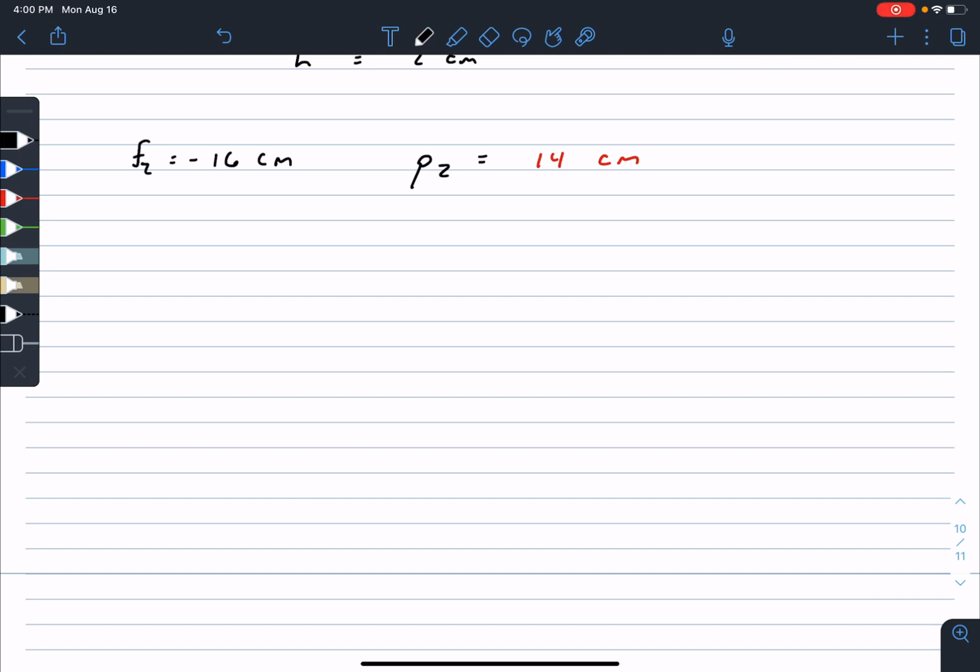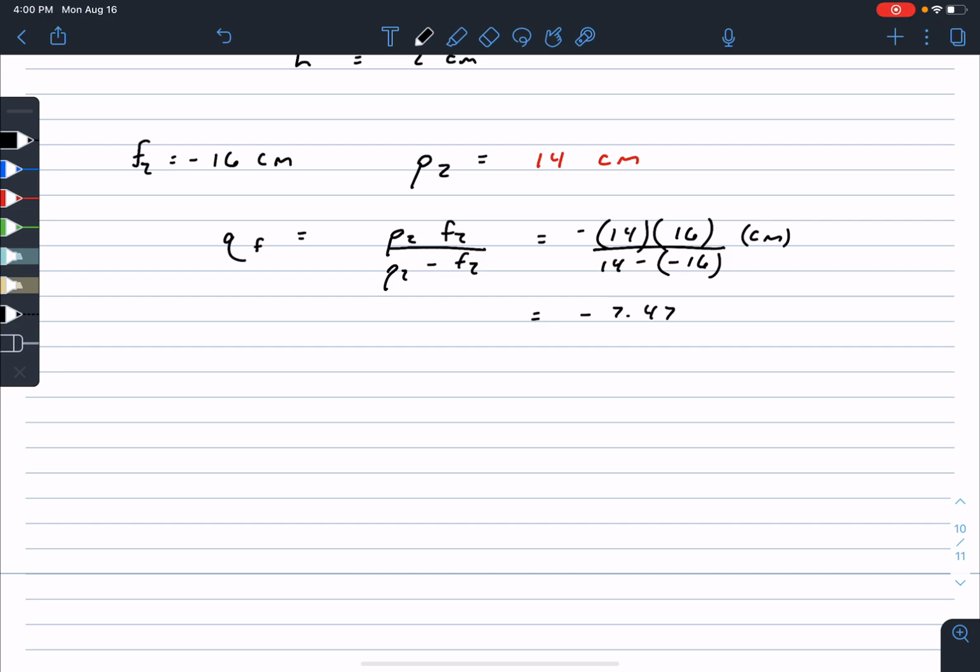Okay, and then we want the next image distance. We'll call this Q final, which is equal to P2 times F2 over P2 minus F2, which is going to be 14 times negative 16 over 14 minus negative 16. Let's just double check this. Yep, and this is going to give us a value. Remember, this is going to be in centimeters. This gives us a value of negative 7.47 centimeters.